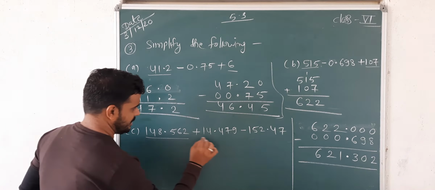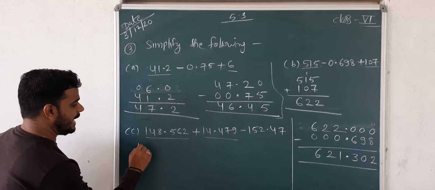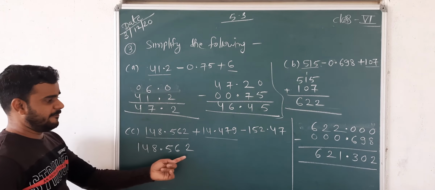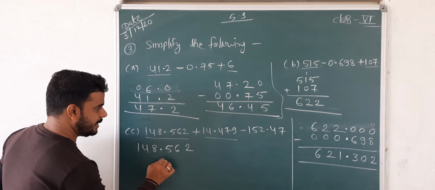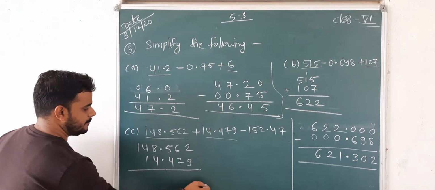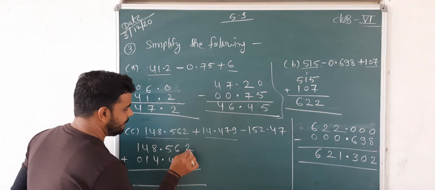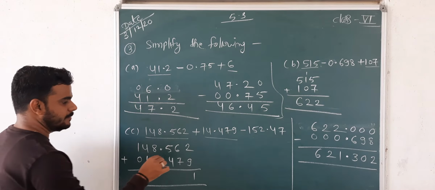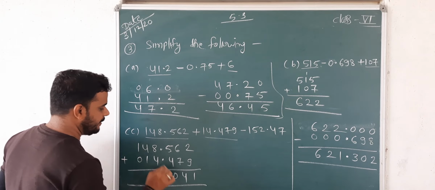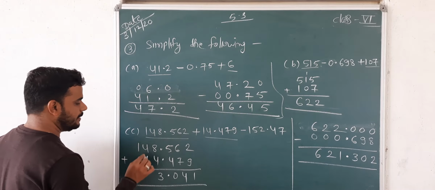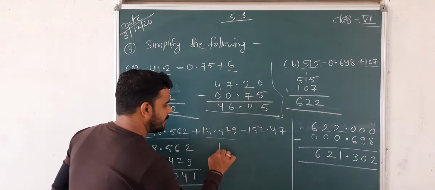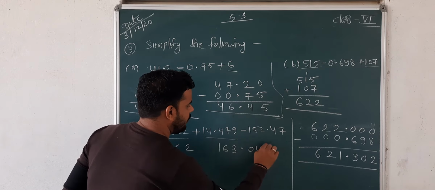Just see positive and negative. So first we have to add all positive numbers. 148.562. Afterwards point here. First number is 4, second number is 1. 4, 7 and 9 plus 0. 9 plus 2, 11, carry 1. 7 and 7, 14, carry 1. 5 and 4, 9 and 10, carry 1. 8 and 4, 12 and 13, carry 1. 4 and 1, 5 and 1, 6. 163.041.